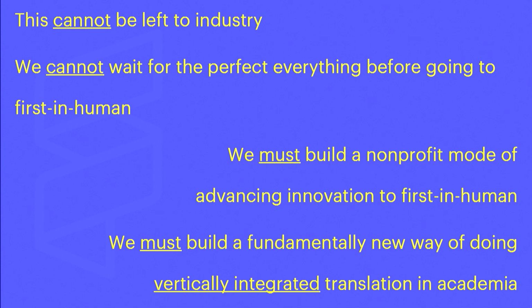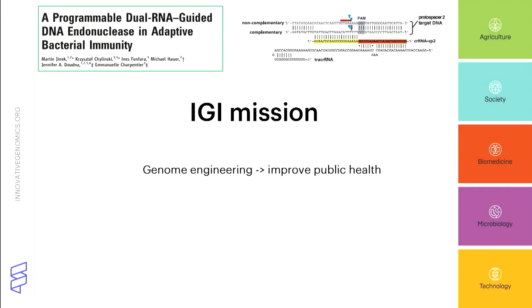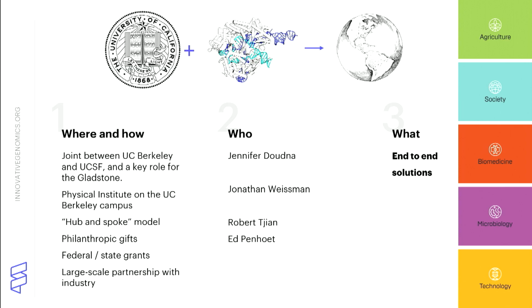By that I mean end-to-end. So the Innovative Genomics Institute doesn't just talk the talk, we very much walk the walk. We are driven by Jennifer's and Emmanuel's discovery of what Cas9 can do and how to program it, and we are on a mission to use genome engineering to improve public health. I won't speak about the infrastructure, I don't have the time, but I will say two important things. We are at the University of California, Berkeley, and San Francisco. Our motto is Fiat Lux, let there be light, so we're driven by a mandate from the taxpayers of the state of California to have a halo across the state and the nation.